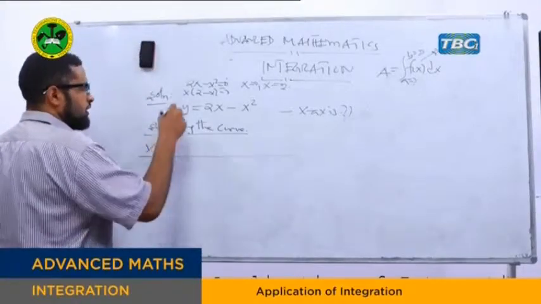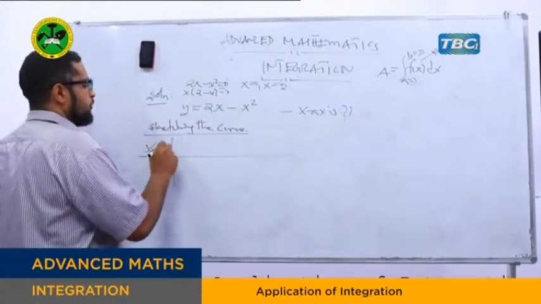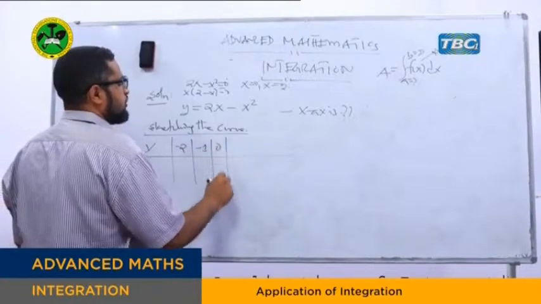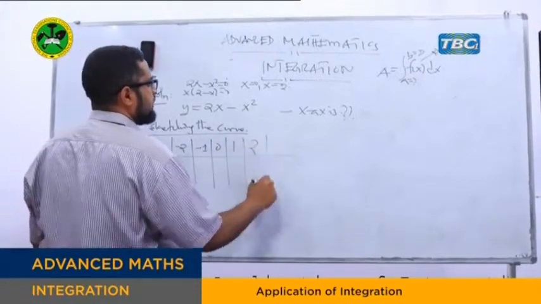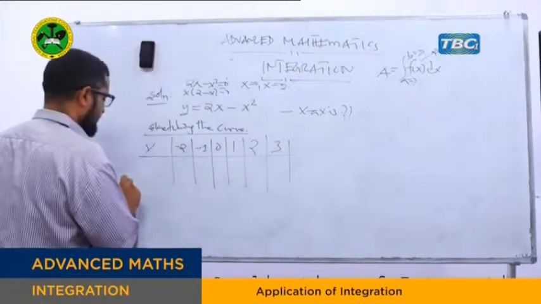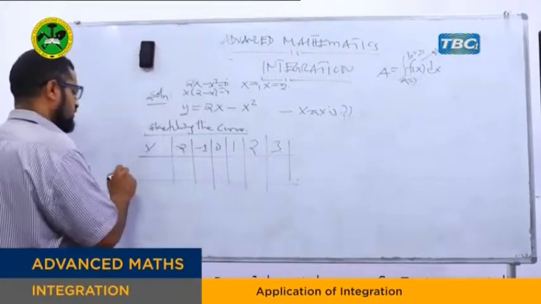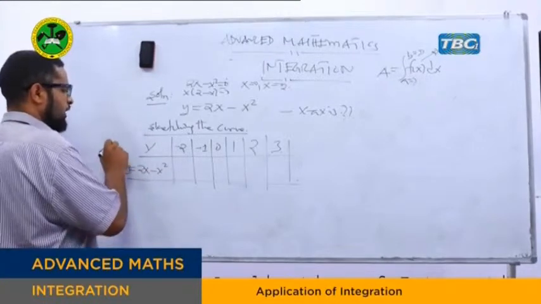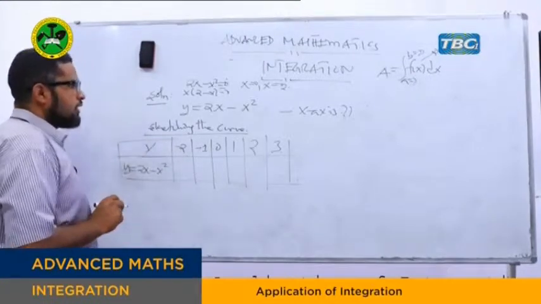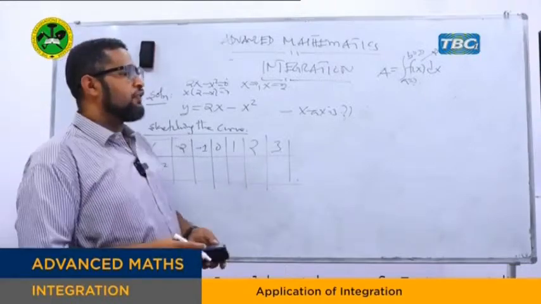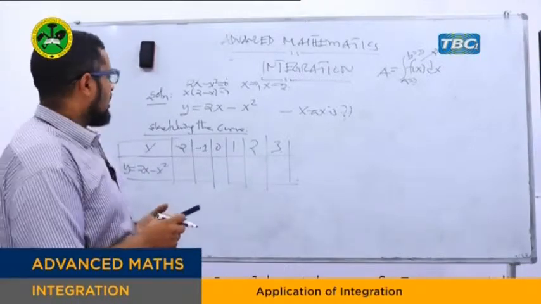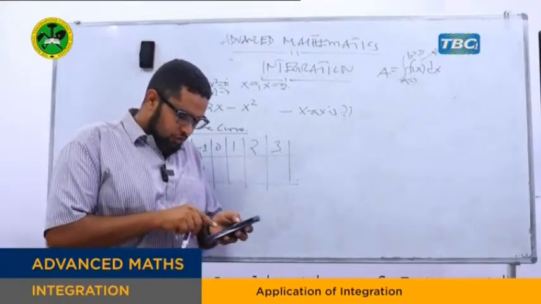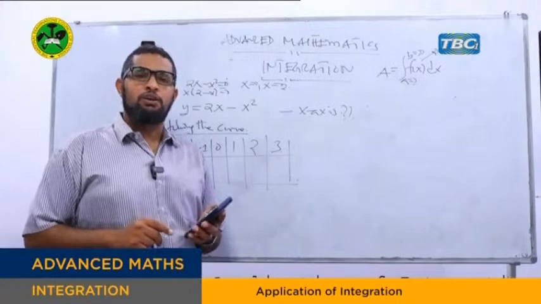So for x, remember to include a negative number. We start with negative 2, negative 1, 0, 1, 2, and let's say 3. Then down, write y equal to twice x minus x square. Thereafter, you can write the formula into the calculator and then plug in the values to save time. Do you remember how to write the formula in the calculator?